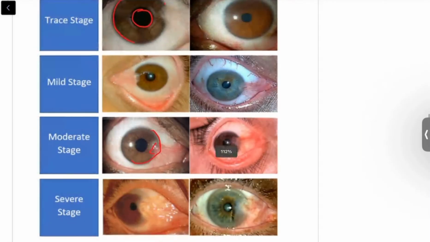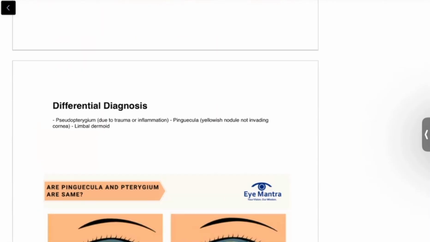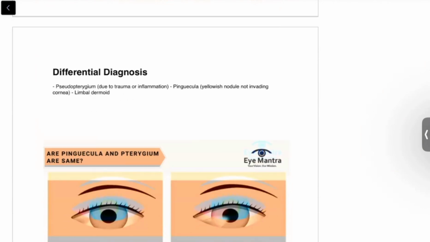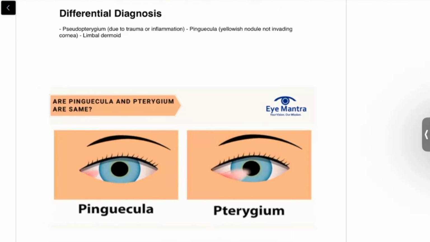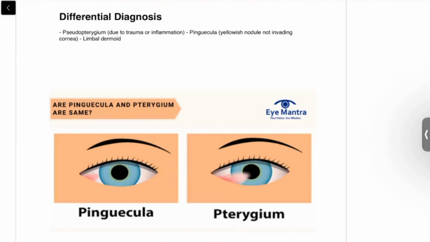Okay, so these are the stages of pterygium: trace stage, mild stage, moderate stage, and severe stage, based on how far it has developed from the conjunctiva to the cornea. Okay, so what are the differential diagnoses? What other overgrowths look like pterygium? The differential diagnoses are pseudopterygium, which may be due to trauma or inflammation, and pinguecula. It is nothing but a yellowish nodule which is not involving the cornea. Okay, and another differential diagnosis is limbal dermoid.